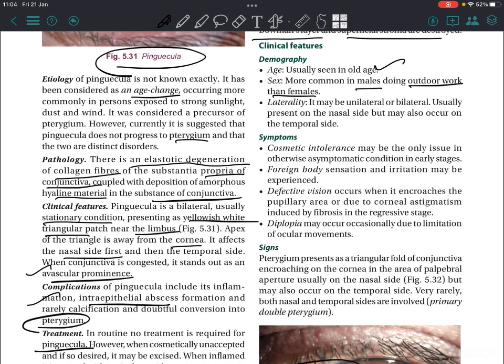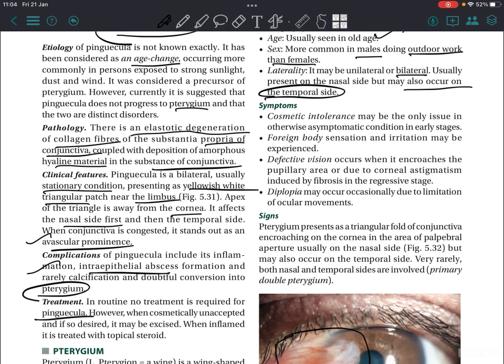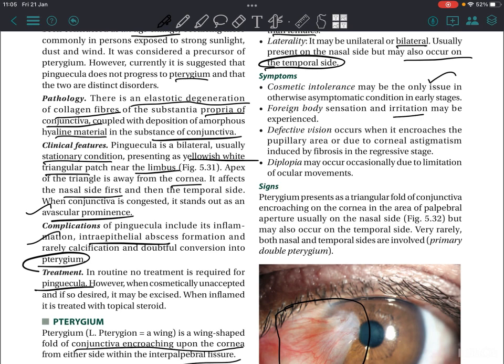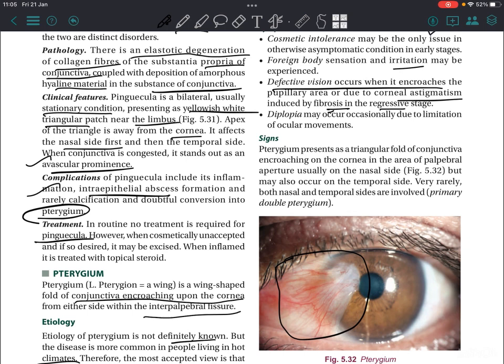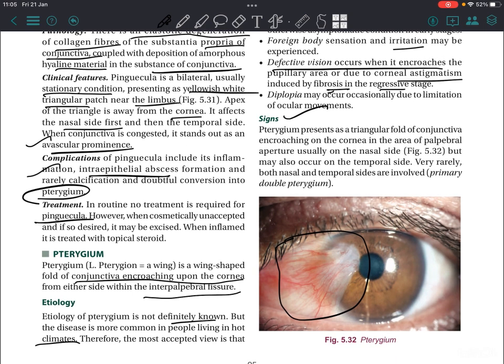Laterality. It may be unilateral or bilateral, usually present on the nasal side, but may also occur on the temporal side. Symptoms. Cosmetic intolerance may be the only symptom in an otherwise asymptomatic condition. Foreign body sensation, irritation, and affected vision as it encroaches on the cornea and pupillary area, or due to corneal astigmatism induced by fibrosis in the regressive stage. Diplopia may occur occasionally due to limitation of ocular movements.